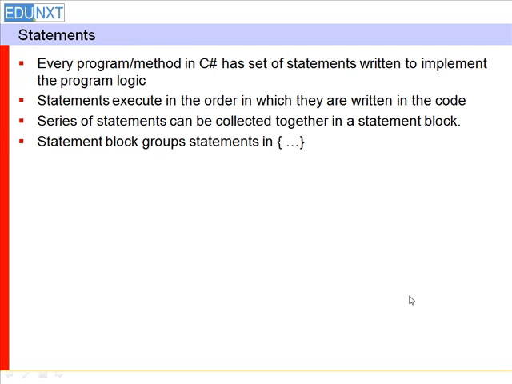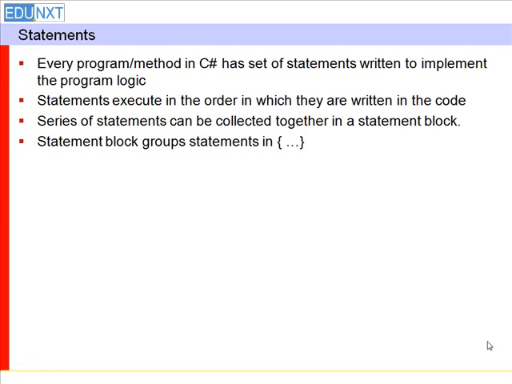Every program or method in C# has set of statements written to implement the program logic. For example, if you want to implement some sorting algorithm or sorting program logic, you will have to write set of statements. Or if you want to calculate interest, then you will have to implement that interest calculation logic in a series of statements. Statements execute in the order in which they are written in the code. So they follow the same textual order for execution in which they are written. We can group series of statements together in a statement block. And statement block groups the statement in curly brackets.